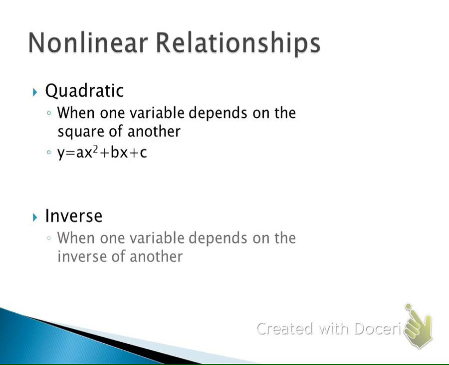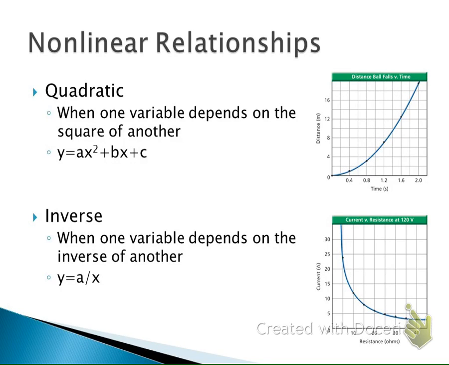Our last type of relationship we're going to look at is an inverse. When one variable depends on the inverse of another, what would it mean when I say inverse? Yeah, the opposite. So instead of being proportional to x, it would be proportional to 1 over x. That's what we mean by inverse, the reciprocal. And here is our equation for that, y equals a over x. That's what each of those look like, our quadratic at the top and our inverse at the bottom. So you might want to sketch those in your notes beside your descriptions.